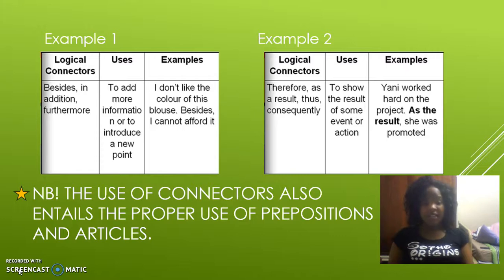Then there's a notice that says the use of connectors also entails the proper use of prepositions and pronouns. As you can see, the pronoun used after besides is I. The pronoun used after as a result is she. So that means that you can use logical connectors in the correct way, but you also need to use the prepositions and the articles within the sentences correctly as well.